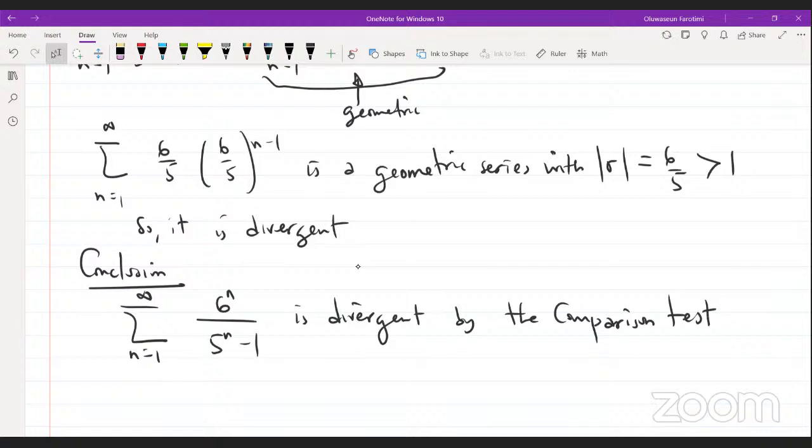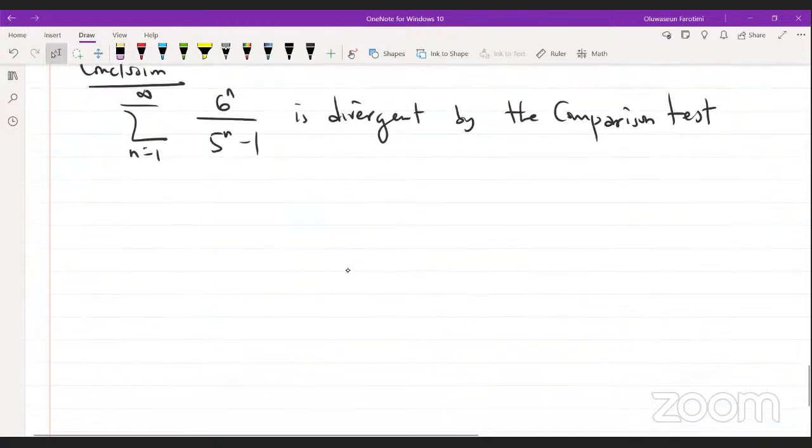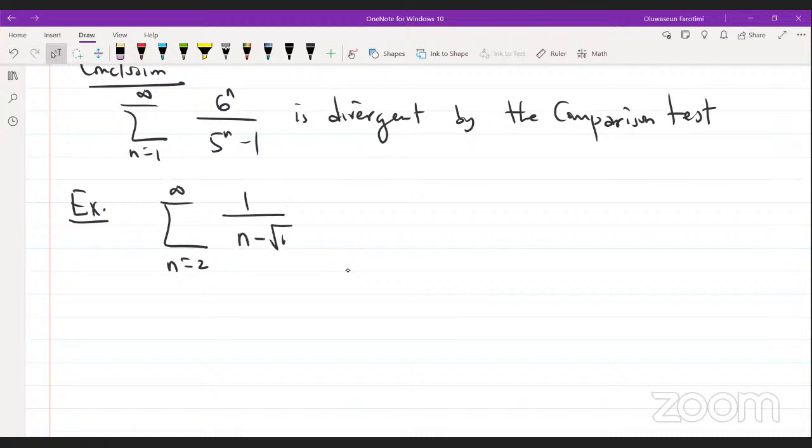Okay, makes sense, guys? Okay, so let's do another example. In this example, we have the sum from n equals 2 to infinity of 1 divided by n minus square root of n. Again, we're attempting to answer the question: converge or diverge?